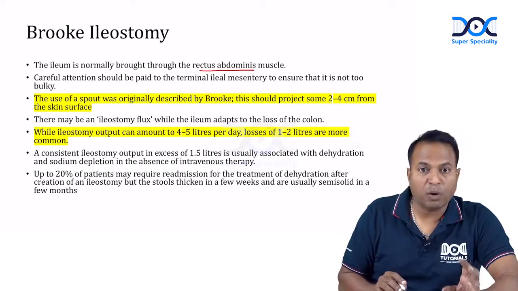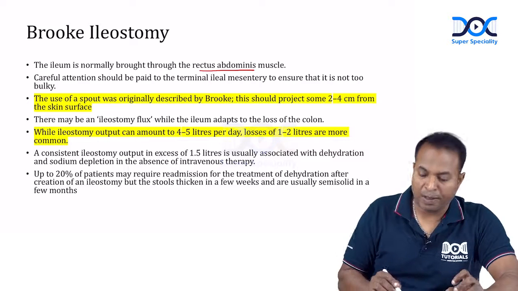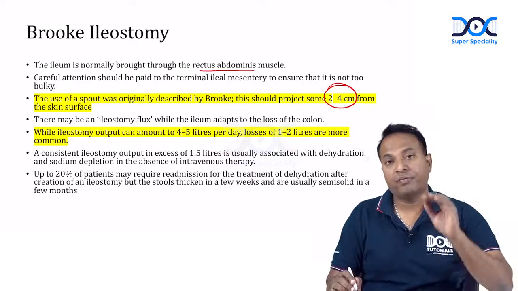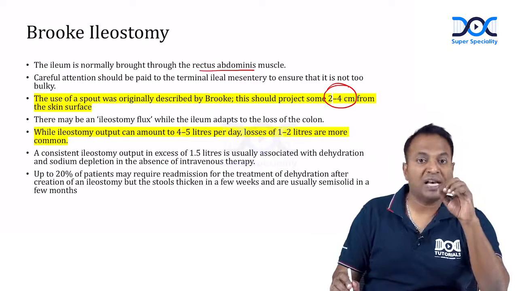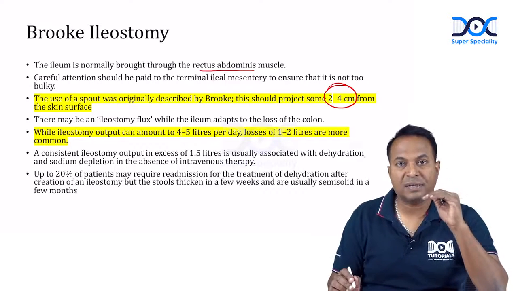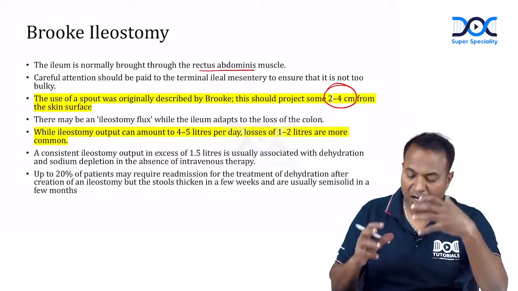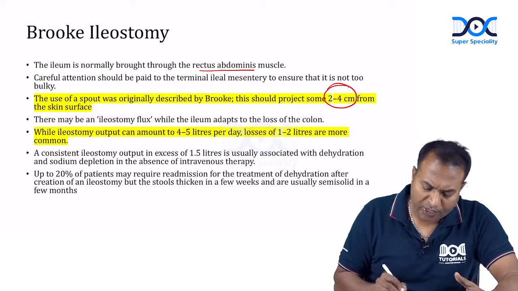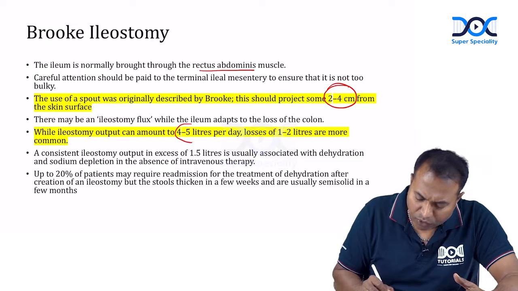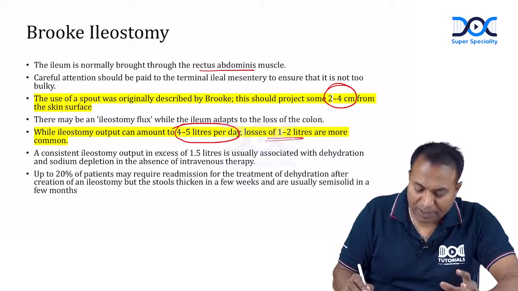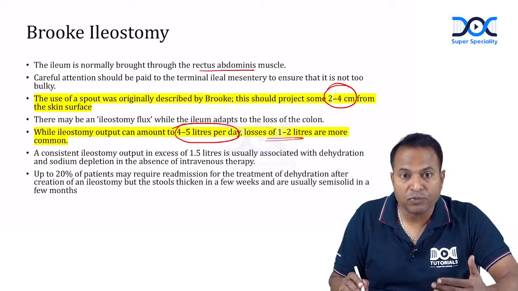The use of a spout was described by Brooke. This should project 2 to 4 centimeter from the skin surface. A very important complication of ileostomy is ileostomy flux. What is ileostomy flux? When the ileum is adapting to the absence of the colon, it can lose an enormous amount of fluid. The ileostomy output can be even 4 to 5 liters per day, and losses of 1 to 2 liters are common, but sometimes it can go up to 4 to 5 liters.